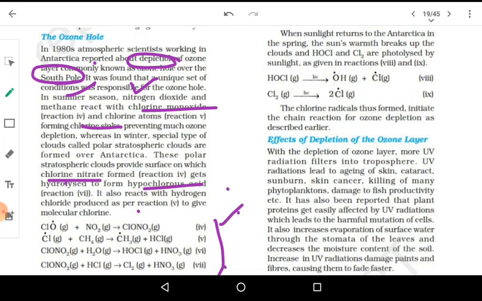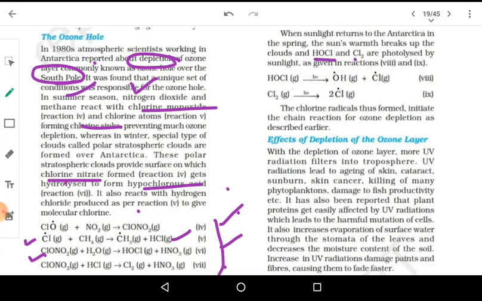And now what is going to happen? The chlorine free radical can react with CH4. It can form CH3 free radical and HCl. ClONO2 can also react with water and it can form HOCl and HNO3. ClONO2 can react with HCl to form Cl2 and HNO3. So when sunlight returns to Antarctica in the spring, the sun's warmth is going to break down this ClONO2, and it is going to form HOCl and Cl2.